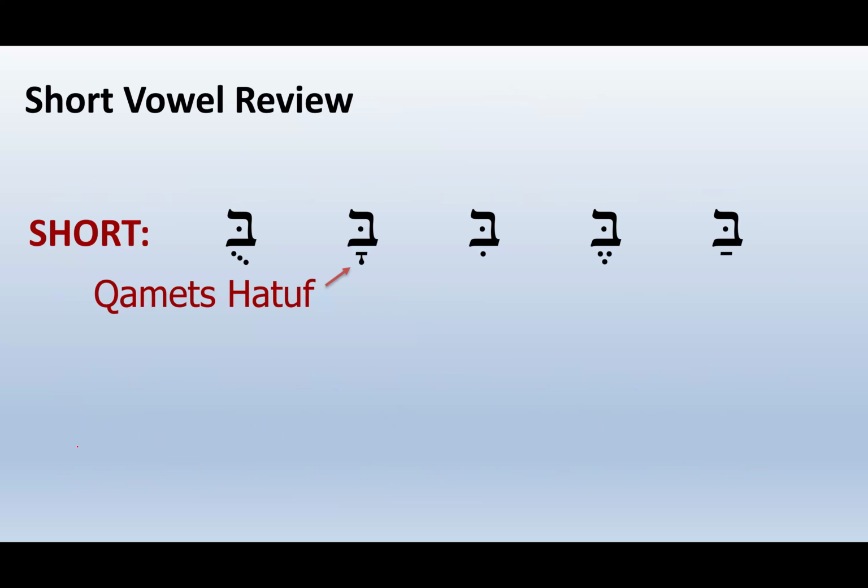So the short vowel review, we have ba, be, bi, bo, bu. It's the patach, the segol, the hirik, the kametz hatuf, and the kibbutz. Those are our short vowels. And so if the Shva follows one of those, it'll be silent.